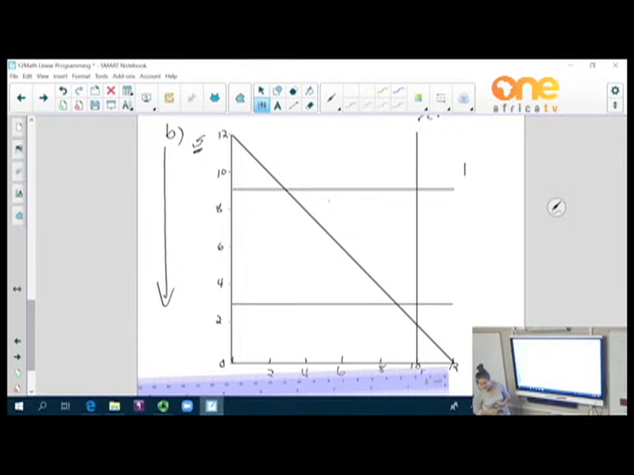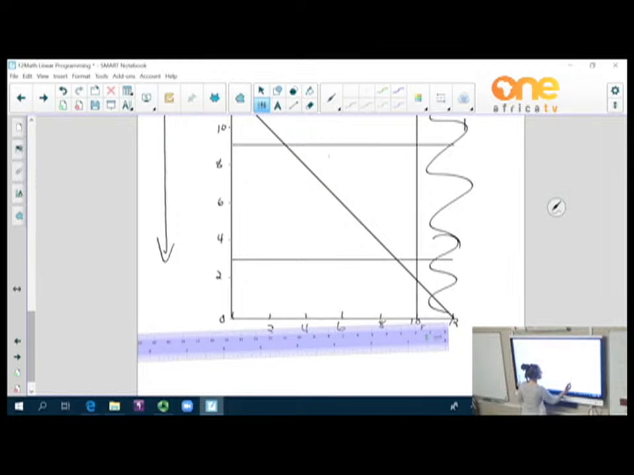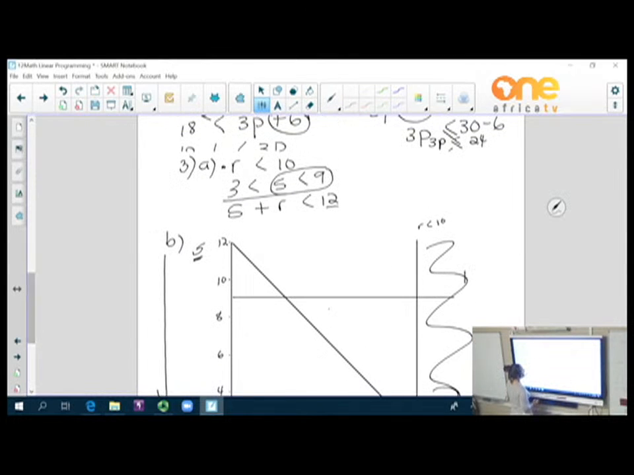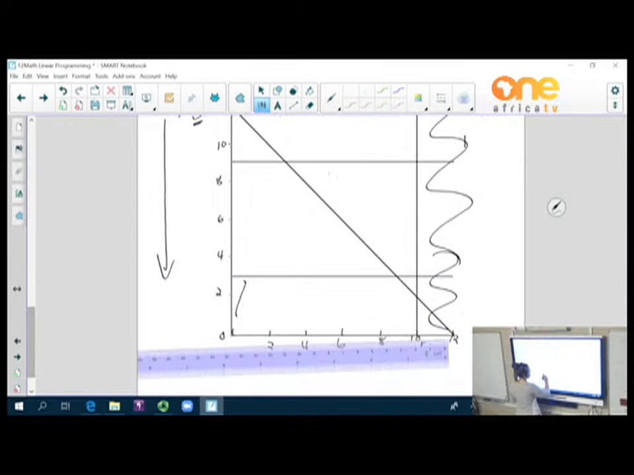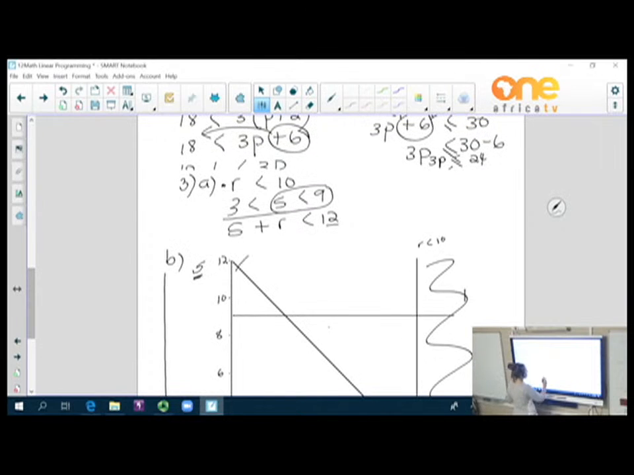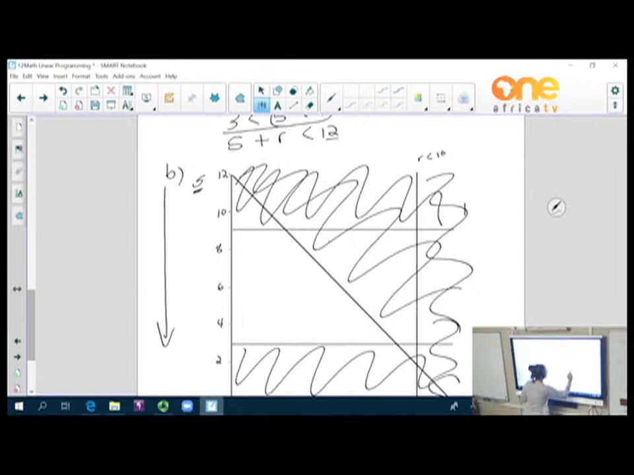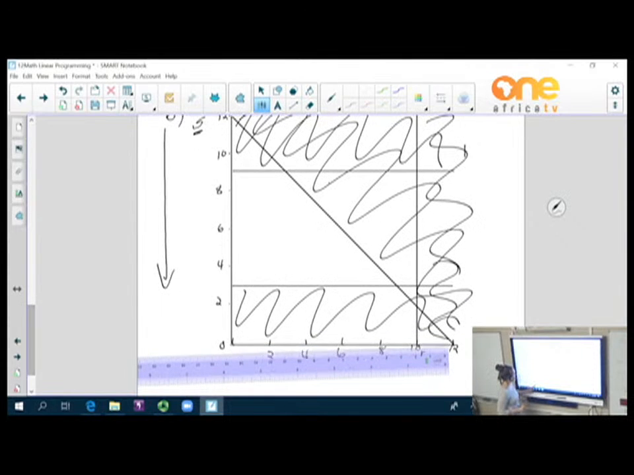Then they ask you to shade the unwanted regions. So the first one, R is less than 10. So it cannot be more than 10. So we are shading the unwanted. 3 is less than S, so this is unwanted. S is less than 9, so it cannot be more than 9. So that's the top part. And it cannot be more than 12, and that's this part. So there we have our wanted area in the middle, this blank part.